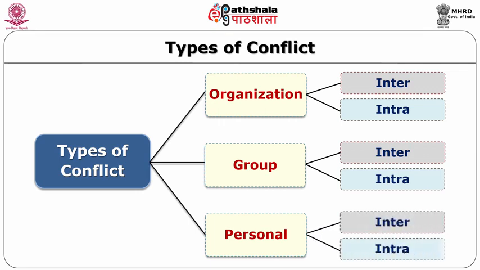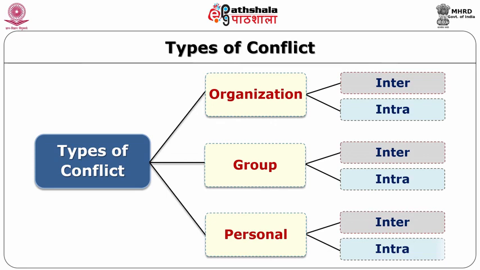Say for example, when we are talking about organizational conflict, it has two types like inter and intra. When I am saying inter-organizational, it is between two organizations. When I am saying intra-organizational, it is within the organization. Same way, conflict can be intergroup conflict and intragroup conflict. When I am saying intergroup conflict, it is a conflict between two groups. When I use the term intragroup conflict, it is a conflict within a group.